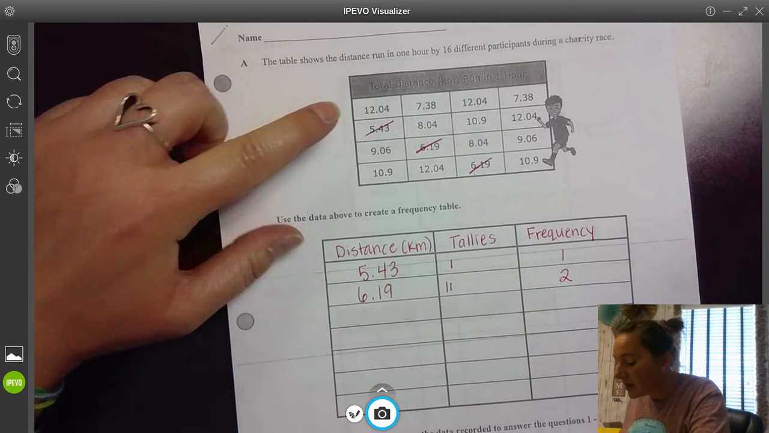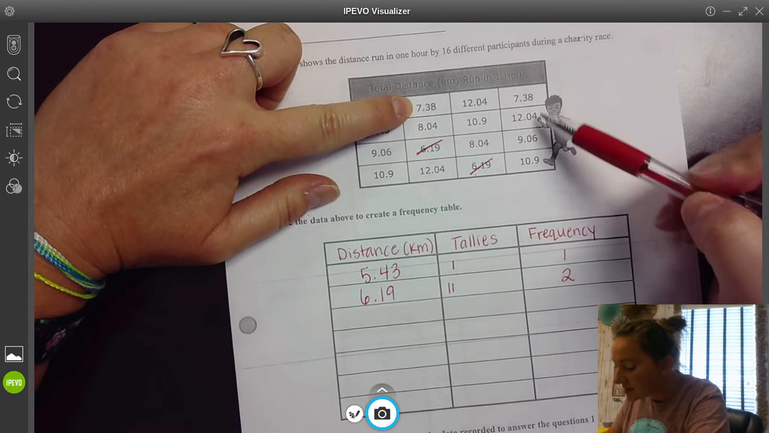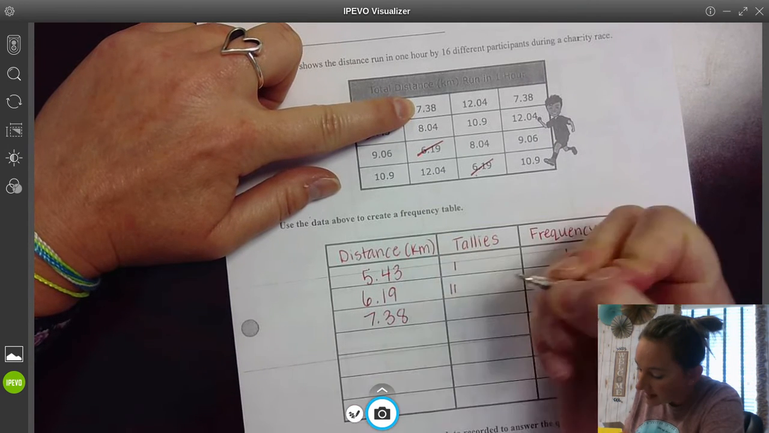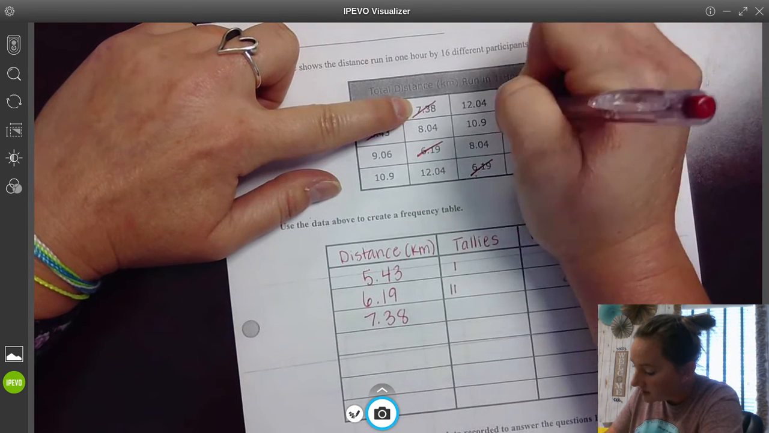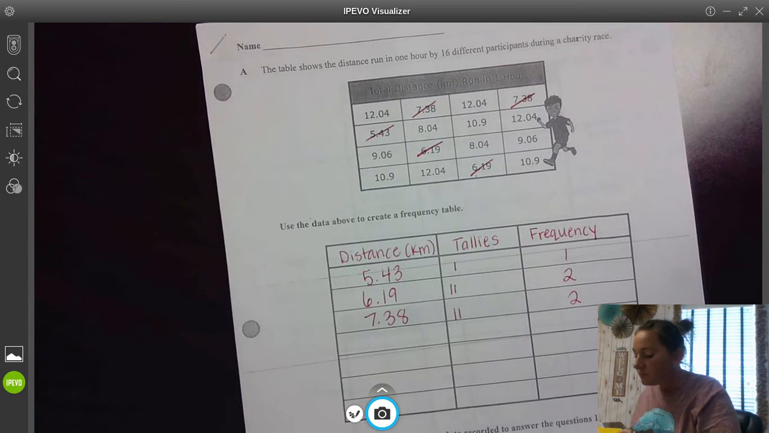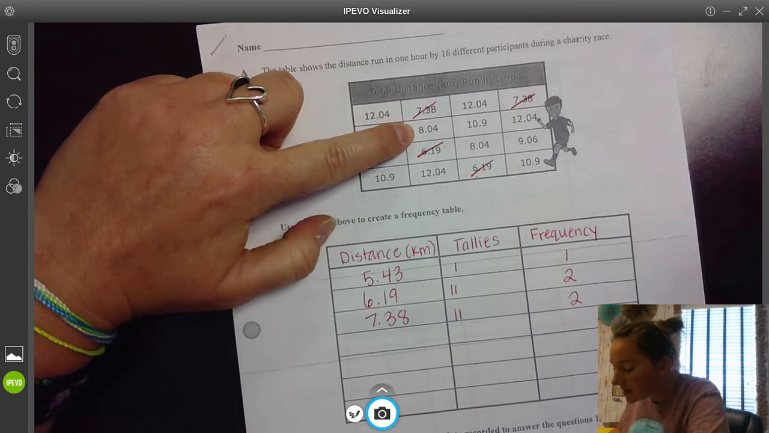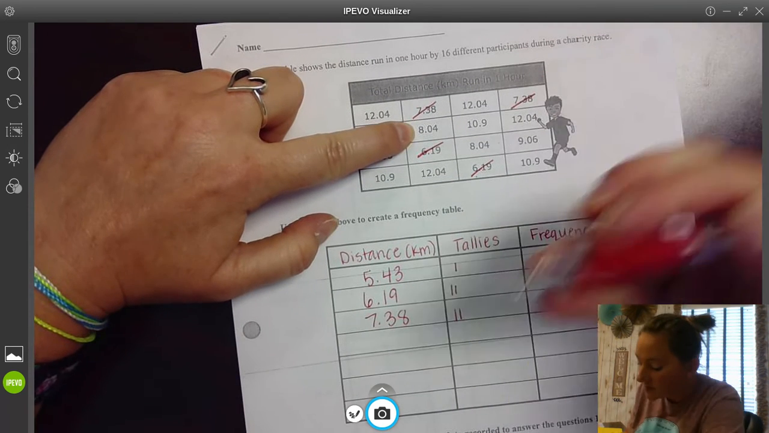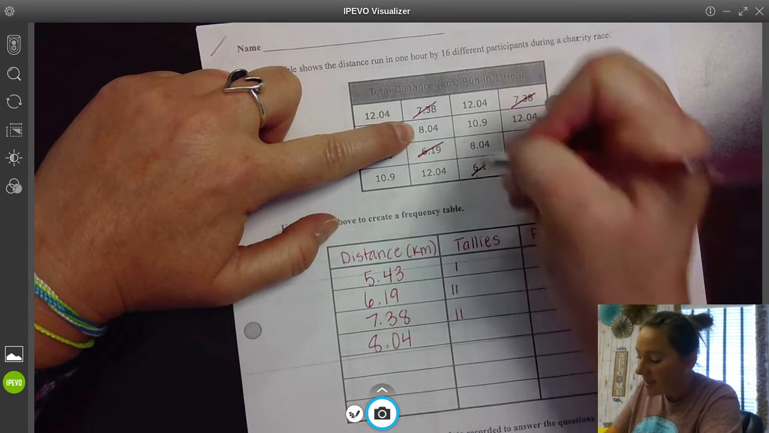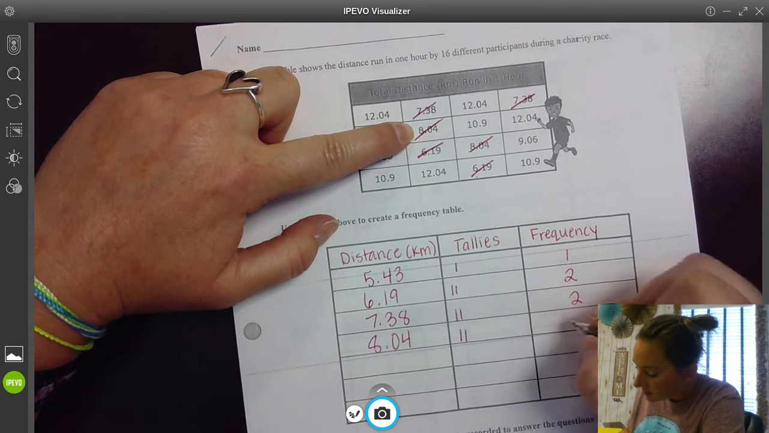Okay, so let's see if we have any 7s. Here's a 7, 7 and 38 hundredths. Here's another 7 and 38 hundredths. So I have 7 and 38 hundredths, and it's on there 1, 2 times. So twice. Let's see if we have any 8s. Here's a 9. Here's an 8. I'm just looking at those whole numbers. All right, so next one looks like there's 8 and 4 hundredths, and it's on there once, and it's on there twice. So frequently, twice.